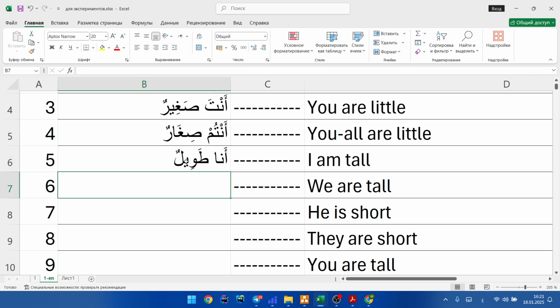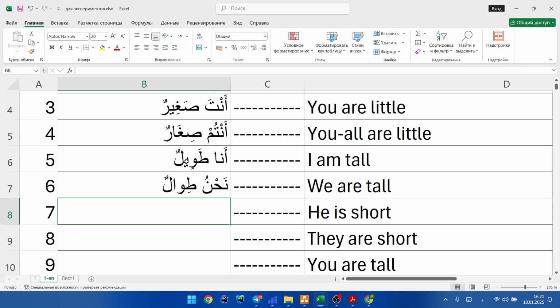طويل. We are tall. نحن tall. طوال. كبير كبار، صغير صغار، طويل طوال.